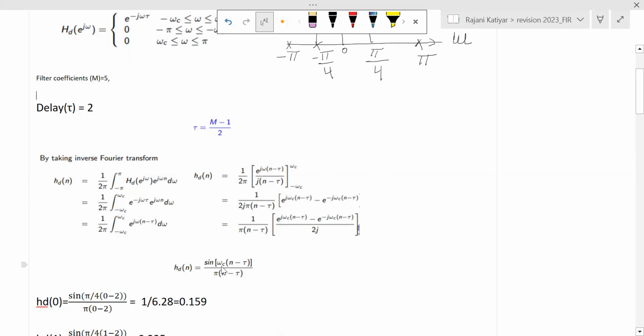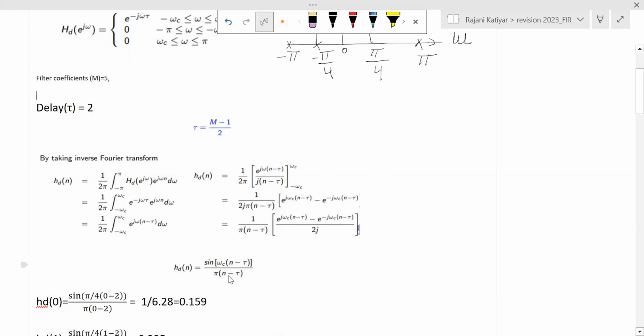In this equation, ωc is the cutoff frequency, which is π/4 according to the question. Small n is a variable which varies from 0 till 4: 0, 1, 2, 3, and 4. For 5 coefficients, this range of small n is valid here. And the τ value is given here, that is τ is equal to (M−1)/2, which is 2.